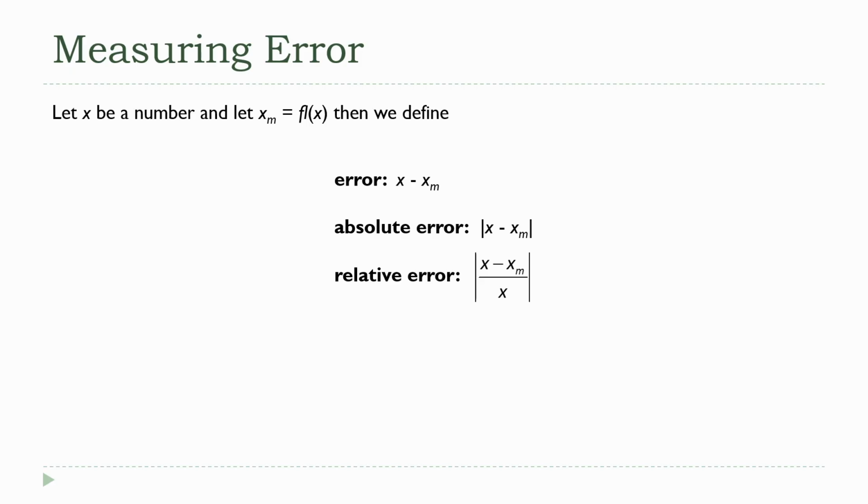So we're going to find the errors here exactly the same way the science people do. If you're taking a physics, chemistry, maybe biology class, the error is just the difference between the exact value and the approximation. The absolute error is the magnitude, or the absolute value of that number, and the relative error is the absolute error divided by the exact value.